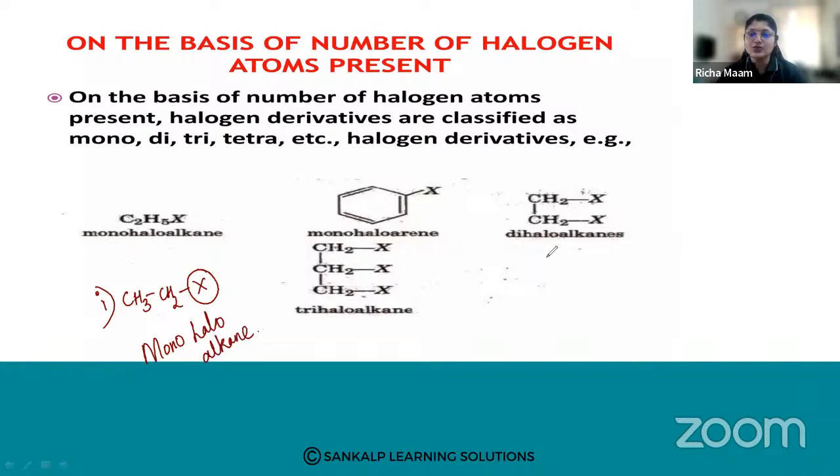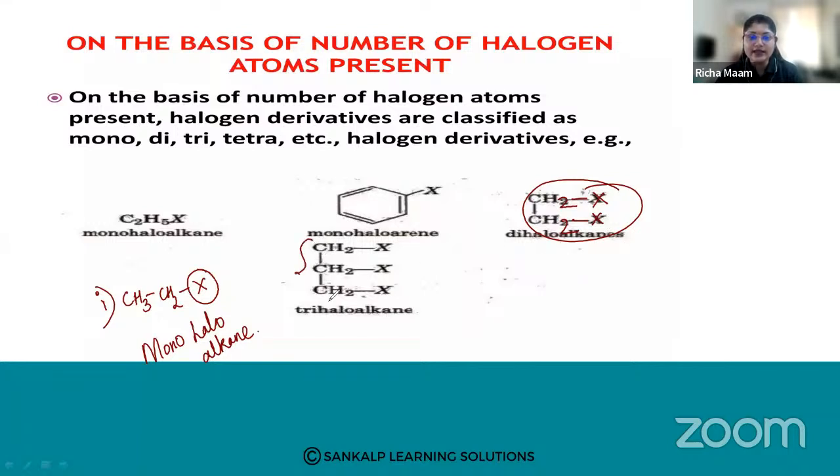Now, this one. You can see two of the hydrogen atoms are replaced by halogen atoms, so it is a dihaloalkane. Why alkane? Because it is a straight chain compound. There is no ring. So it is a dihaloalkane.